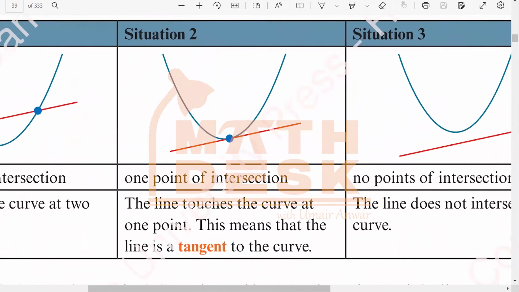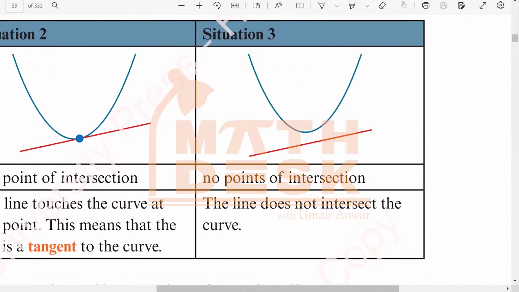The second situation could be that the line might be a tangent to the curve. So if it is a tangent, then obviously it is going to cut the curve at a single point, and we will get 1 point of intersection.